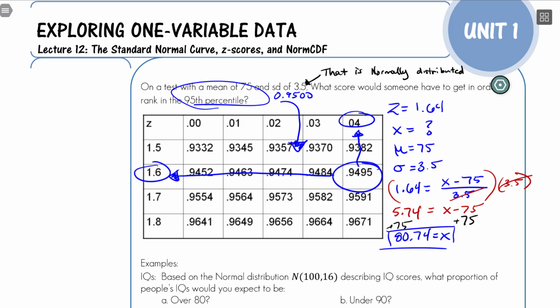Alright, let's take now a look at some more in-depth examples that really get some more practice working with calculating that z-score and utilizing the z-table. So, IQs are based on the normal distribution, where we have an N(100, 16). Remember, what that tells us is that the mean is 100 and the standard deviation is 16. That describes our IQ scores. What proportion of people's IQs would you expect to be blank? Let's go ahead and answer some questions.